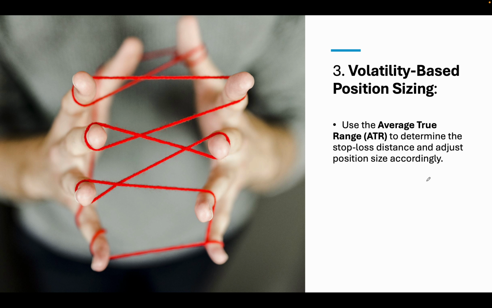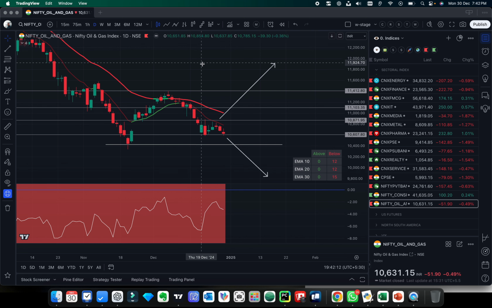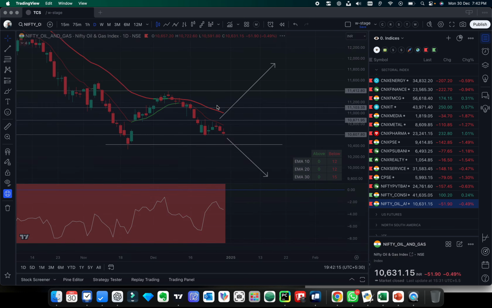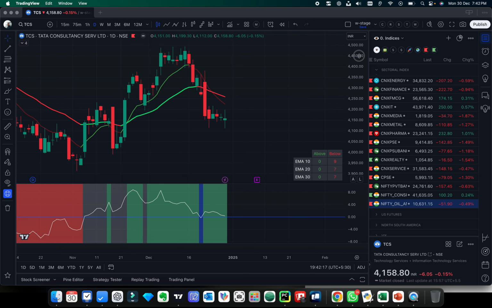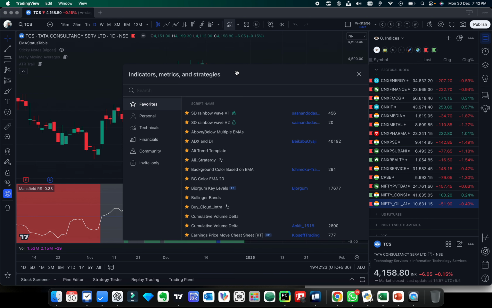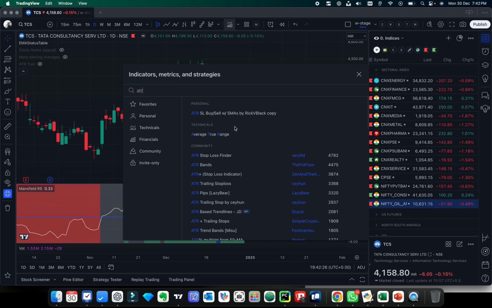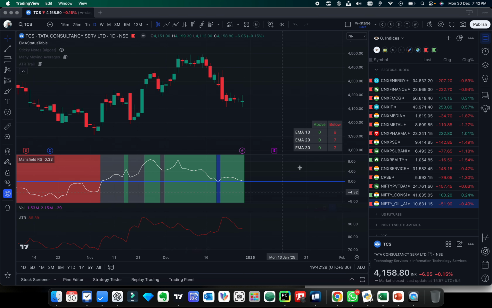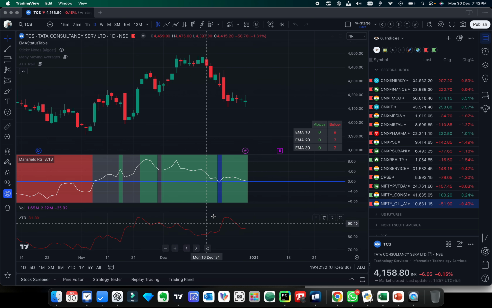Now the next concept is volatility-based position sizing. This is also a very good technique for putting a stop loss. In this, you use ATR. ATR is the Average True Range, an indicator. Let me show you here. Let's say we are talking about a stock, say TCS. Now let me simplify this for you. We'll place one indicator, that is ATR. What this ATR indicator does is it calculates the volatility of the price.